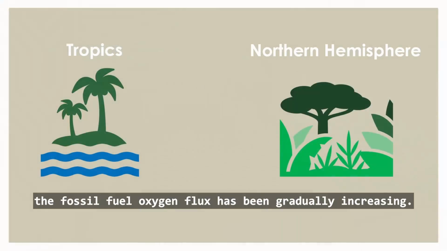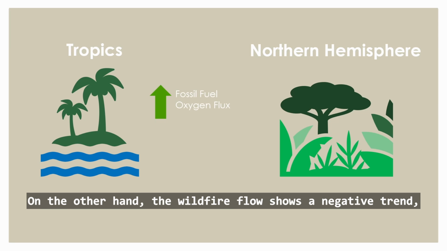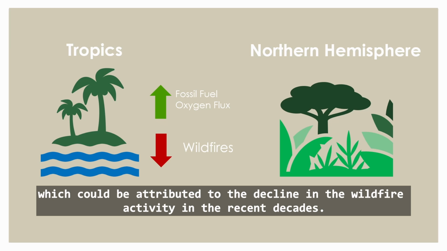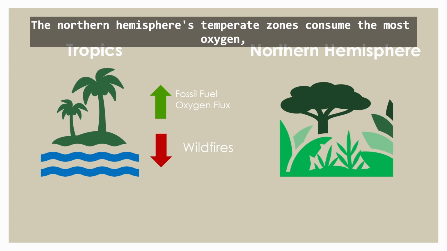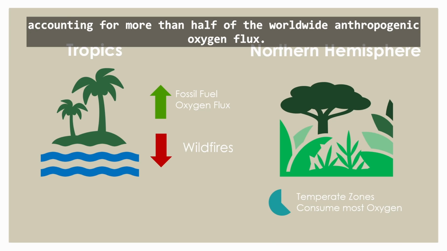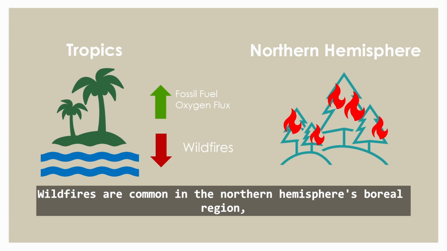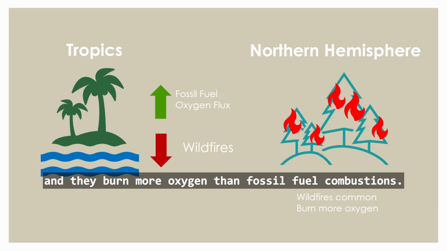In the tropics, the fossil fuel oxygen flux has been gradually increasing. On the other hand, the wildfire flux shows a negative trend, which could be attributed to the decline in wildfire activity in recent decades. The northern hemisphere temperate zones consume the most oxygen, accounting for more than half of the worldwide anthropogenic oxygen flux. Wildfires are common in the northern hemisphere's boreal region, and they burn more oxygen than fossil fuel combustion.